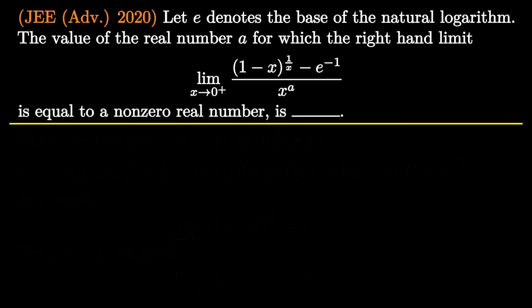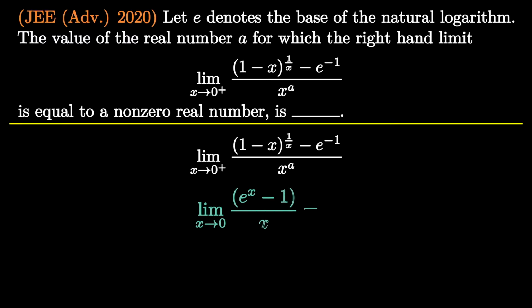Let's start the solution. It is immediately clear that the limit is in 0 by 0 indeterminate form. We need to find the value of a in order to make sure the limit is a non-zero real number. The trouble is that it is not immediately clear how to evaluate this limit. What standard limits do we have which might be helpful here? In terms of e, we have a standard limit: as x tends to 0, (e to the power x minus 1) upon x is equal to 1, which is nothing but the paraphrase of the fact that the derivative of e to the power x at x equal to 0 is 1. But how is this limit helpful here?